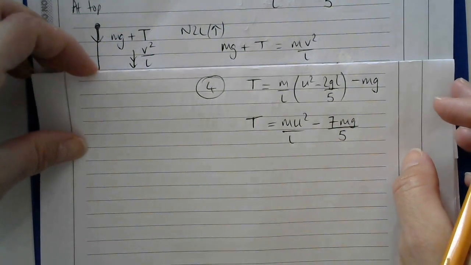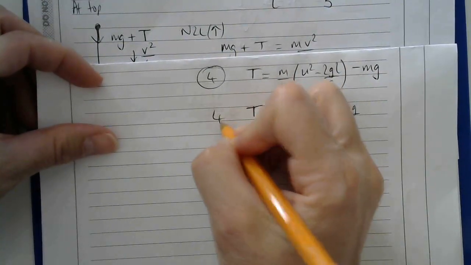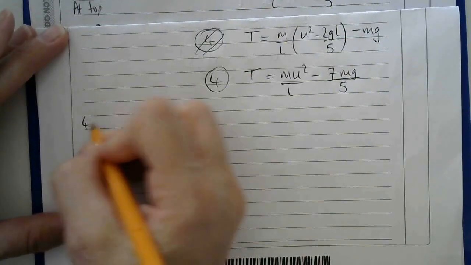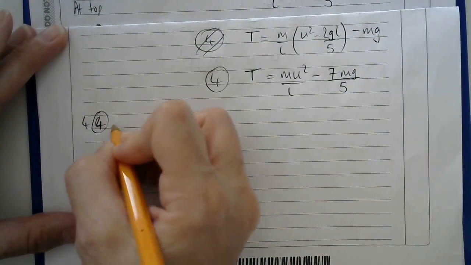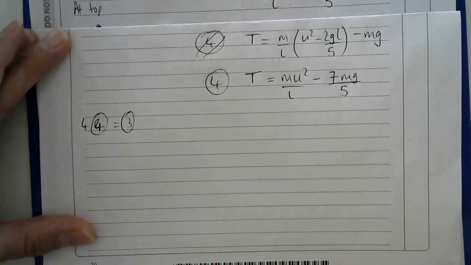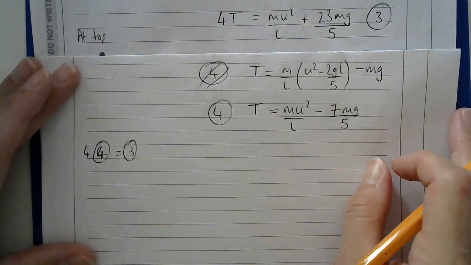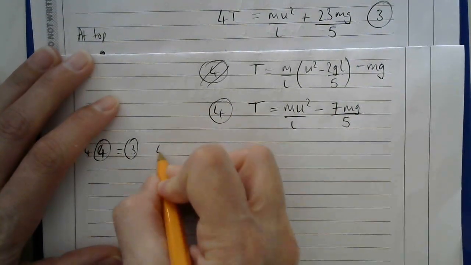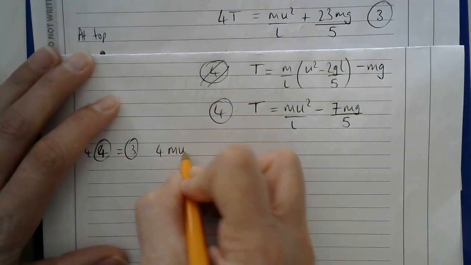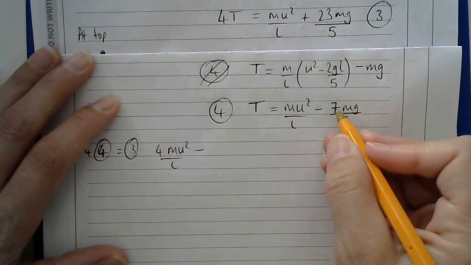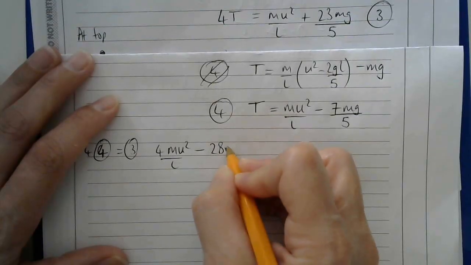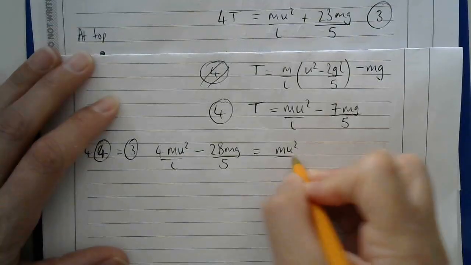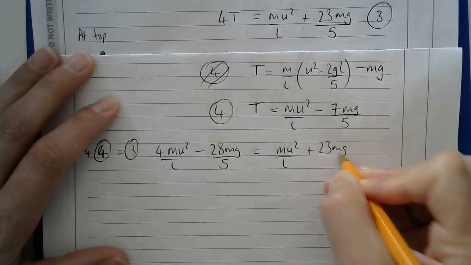Okay, so let's call that one 4. Now I'm going to do 4 lots of equation 4 equals equation 3, putting these two equations together. So 4 lots of this. So I get 4 lots of mu squared over L minus 4 lots of this, so 28 mg over 5, equals this stuff, mu squared over L plus 23 mg over 5.